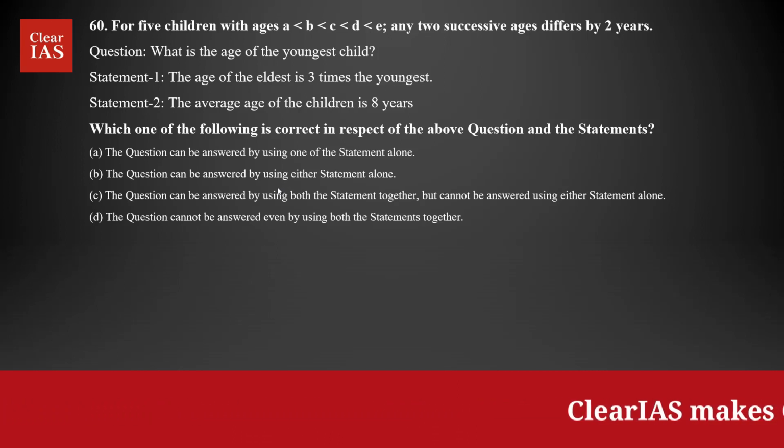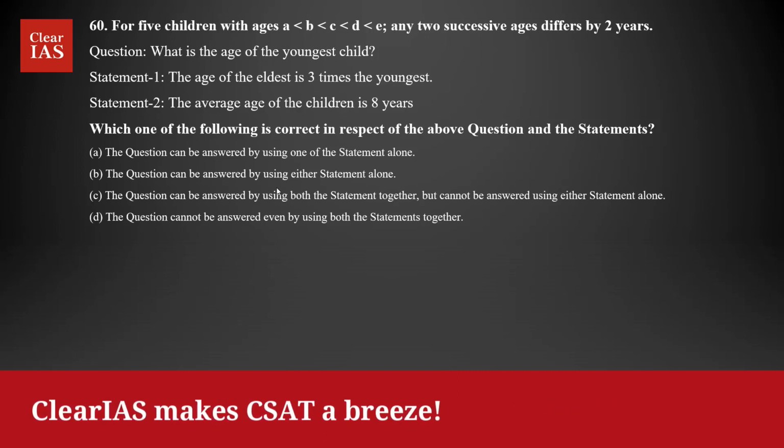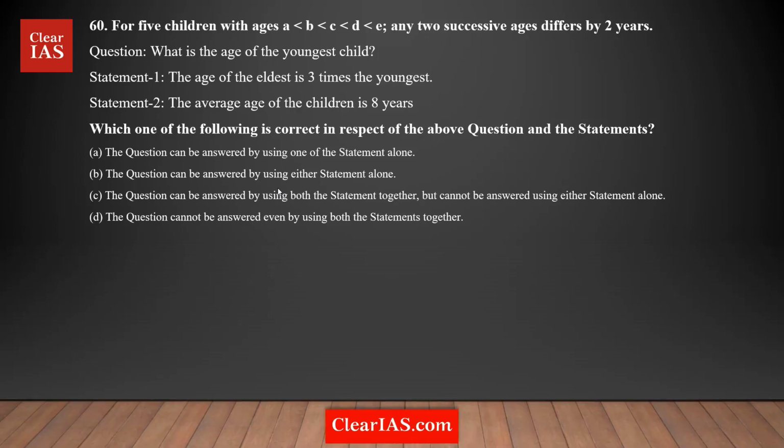And there are two statements given. So this is an example of a value-based data sufficiency question, because the question is asking you to find an exact value of the youngest child's age. So let's analyze the question here.